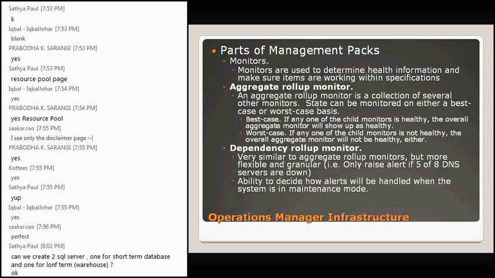And the dependency roll-up monitor is more sensible in terms of the example which I said earlier. It is very similar to the aggregate roll-up monitor, but it is more flexible and more granular. Say you have 8 DNS servers, and you can raise an alert only if 5 of the 8 DNS servers are down. That's something that you can do.